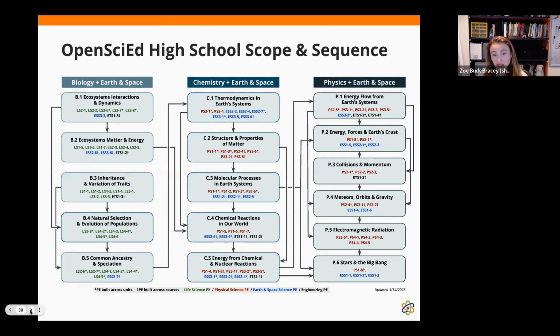You'll notice that there's color coding for the performance expectations. That shows if it's a life science, which is in green. You'll notice there's no life science in physics. If it's physical science, then it's in red. If it's earth and space science, then it's in blue. And if it's an engineering performance expectation, then it's in black. So you'll notice that there are no units that are just one color except for P5. But other than that, all the units are really a mixture of these different performance expectations.